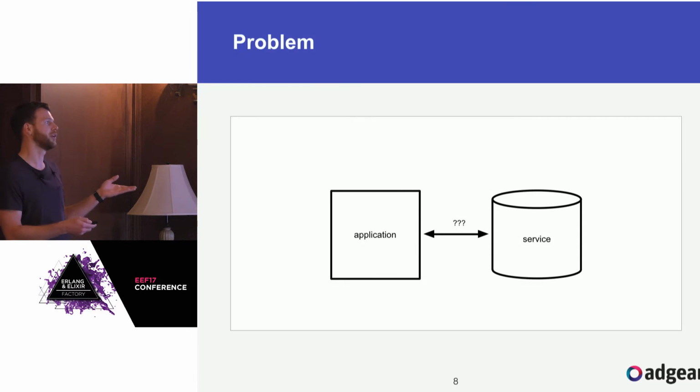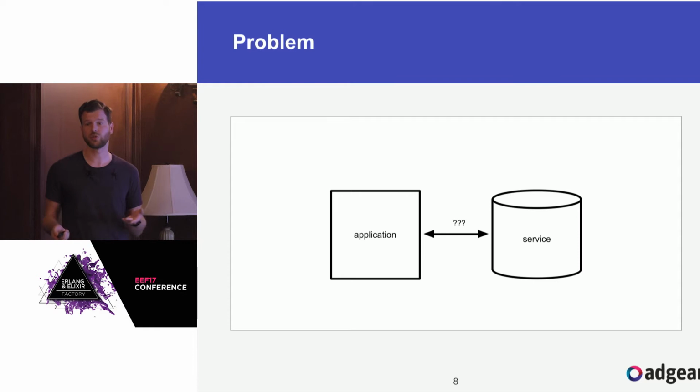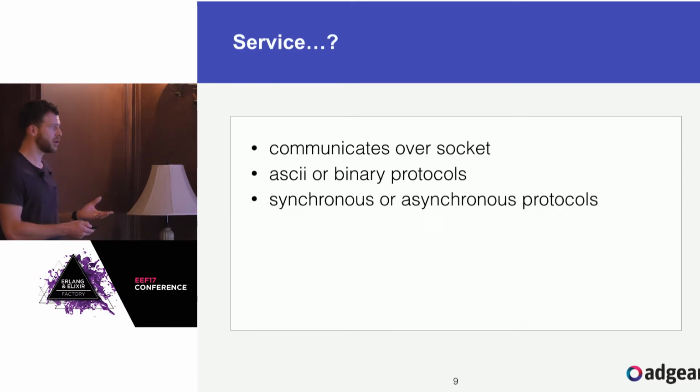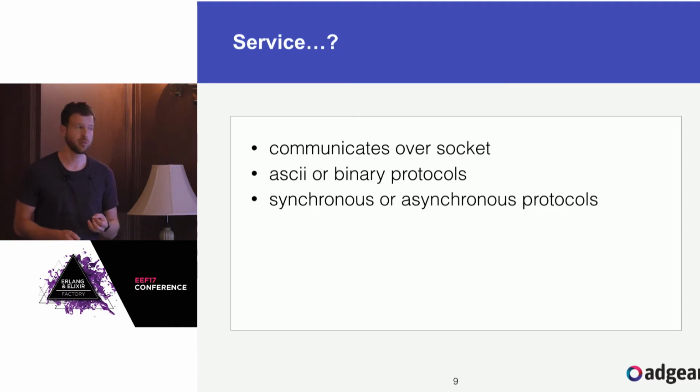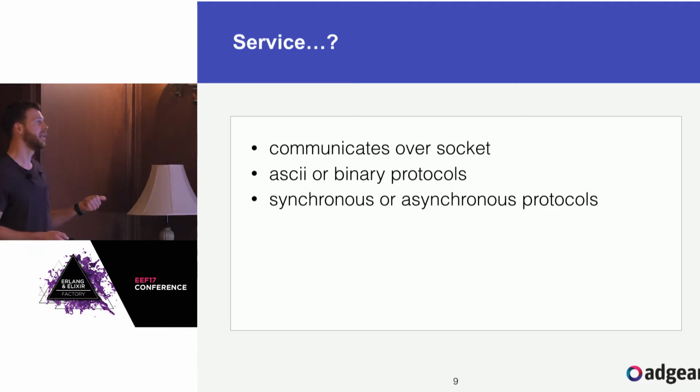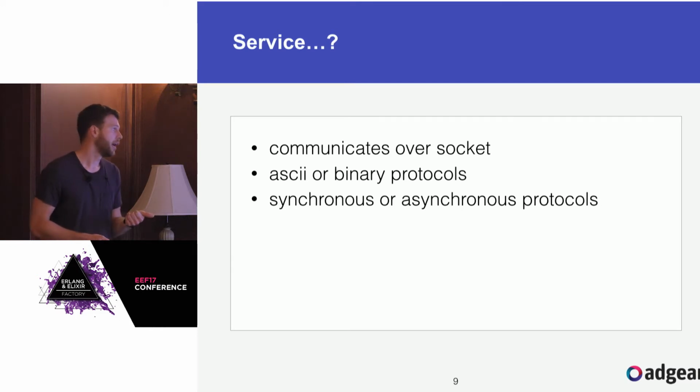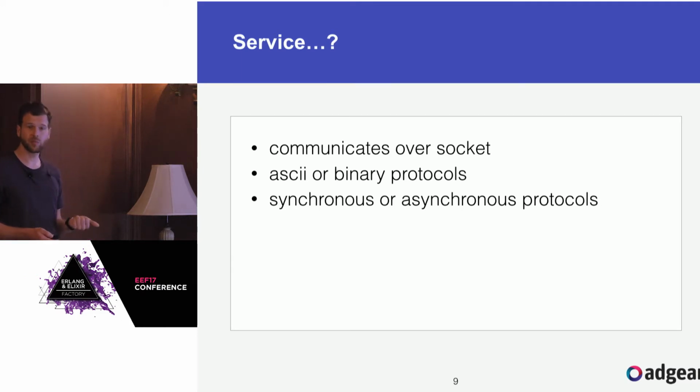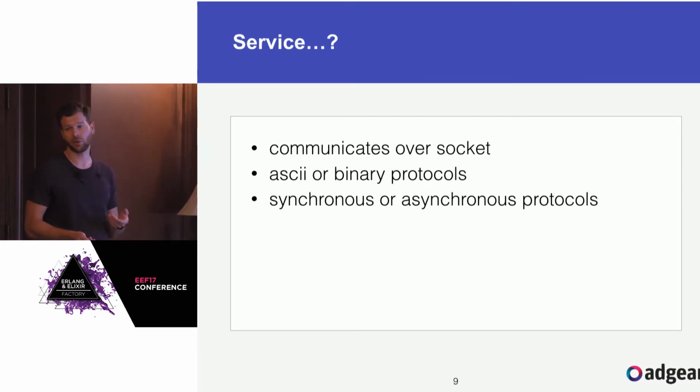So the Shackle framework. What does it do? If you have an application and you want to talk to an external service, Shackle is probably what you need as a basis to build your client, to have some properties. Before we go further, what's a service? A service in Shackle is something that communicates over a socket. This could be UDP, TCP, and recently we added SSL. It can speak either in a text protocol or in a binary protocol, and it can be a synchronous or asynchronous protocol.